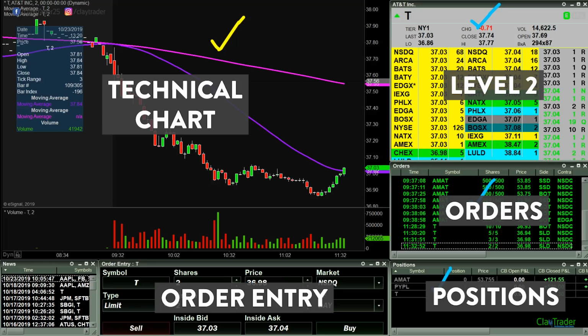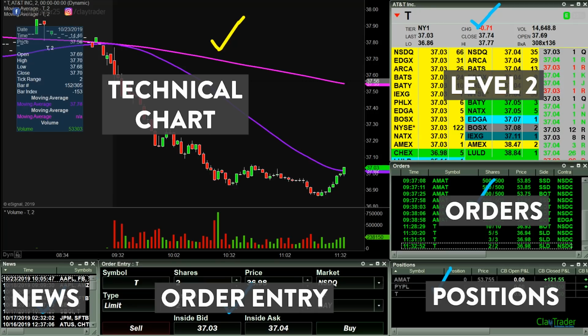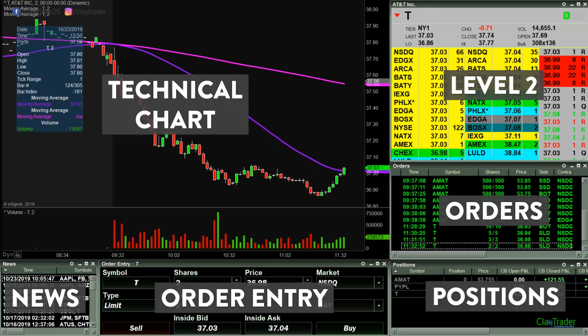And then the order execution, the order entry, the order management, all those different terminologies, those are all functioning down here in this box, once again coming from my broker. And then over here, the news coming from my broker, Lightspeed. So that is my screen. That is what everything is representing. That is how it all functions.